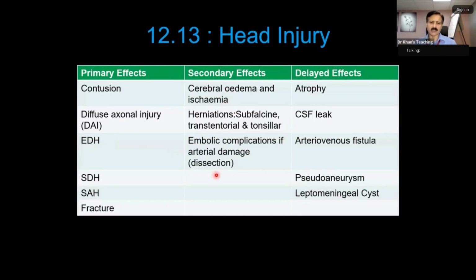Look at these secondary effects. Cerebral edema and ischemia, this is asked in the exam, and I'll come back to this. Herniations are important. Embolic complications, including arterial dissection, this is important. And long-term effects, particularly leptomeningeal cyst, this has come in the exam. I've also shown you arteriovenous fistula, dural AV fistulas before. This and this I'm not going to show you. Leptomeningeal cyst I have shown you, but maybe we will just revise it. I will come to this concept, and I will also come to this concept. Diffuse axonal injury is very, very important.